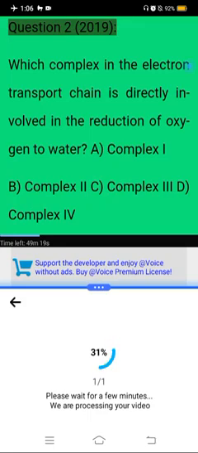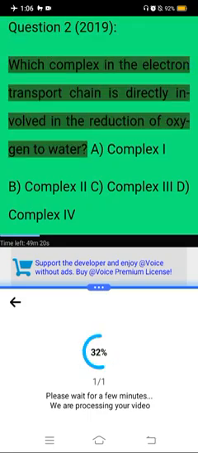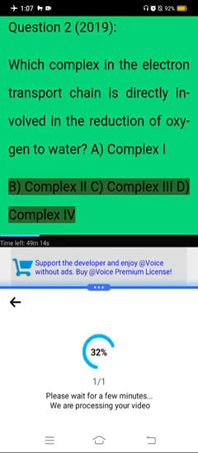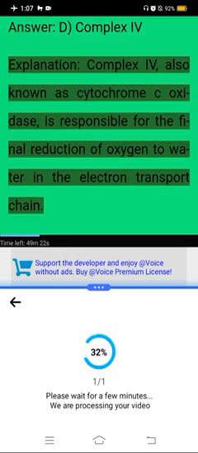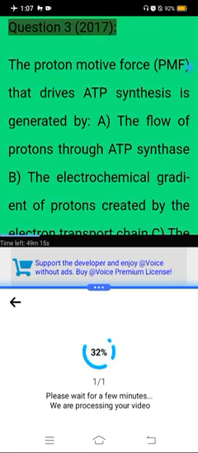Question 2, 2019. Which complex in the electron transport chain is directly involved in the reduction of oxygen to water? A. Complex 1. B. Complex 2. C. Complex 3. D. Complex 4. Answer: D. Complex 4. Explanation: complex 4, also known as cytochrome C oxidase, is responsible for the final reduction of oxygen to water in the electron transport chain. Question 3, 2017.